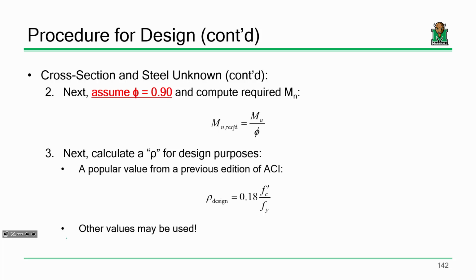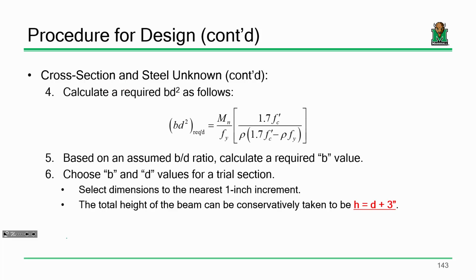Off to the side, we're going to compute what's a reinforcement ratio we can use for design. That's a really simple one. That does not have to be the one that you start with, but this is a nice one for design. It works pretty well. So we've got a required Mn, and we've got a design value that we can use for our reinforcement ratio. Based off that required Mn and reinforcement ratio, we can compute this. Now this is important because look at what we're computing. We're computing a required bd squared.